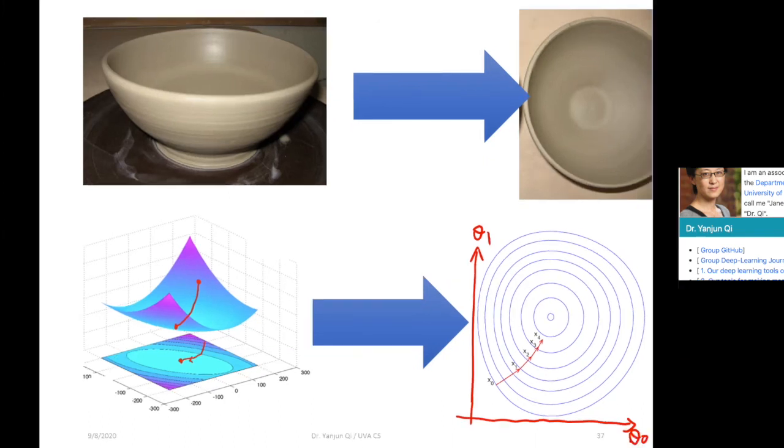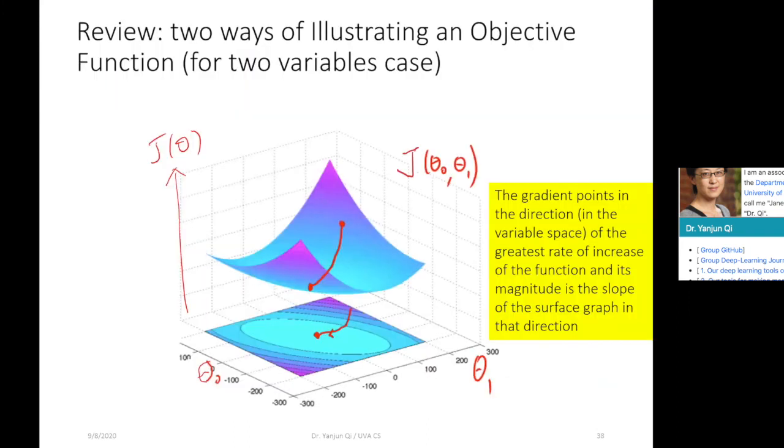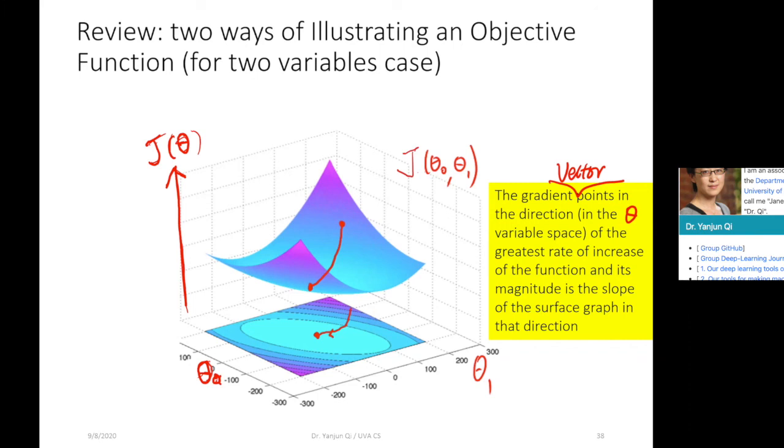Great. Okay, so this is critical. I know I'm emphasizing this again, but it's very critical for the homework, and also for all your later deep learning, gradient descent based approaches. So the fundamental understanding of what a gradient is is extremely important. Again, gradient is a vector. The gradient vector points to the direction. Gradient is a change in the variable space, in the theta space. It points to the direction of the greatest rate of increase of the function. And its magnitude is the slope of the surface graph in that direction. All right.